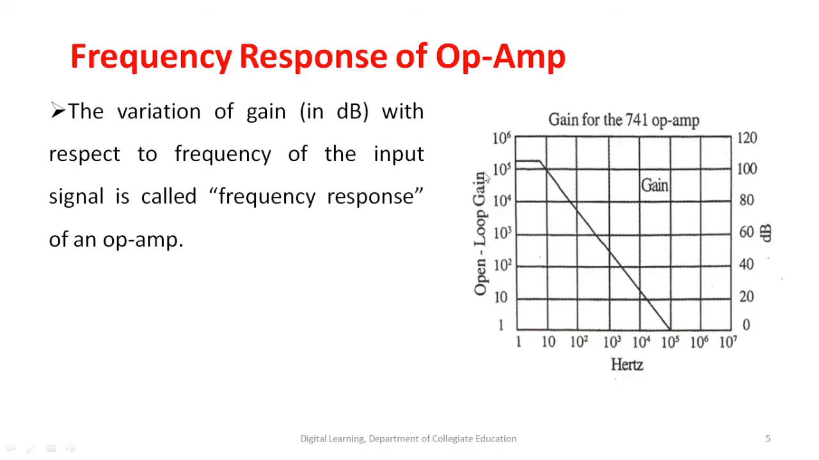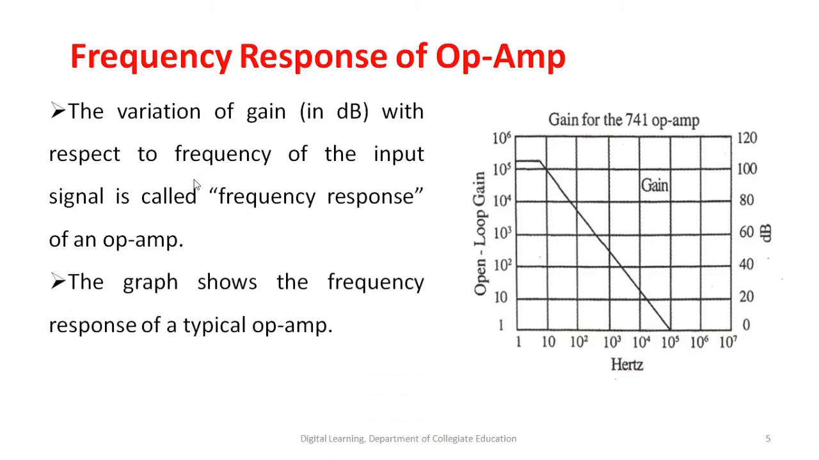On the y-axis, we have plotted open loop gain, and on the other end of the y-axis, we have plotted the gain in terms of decibels. Along the x-axis, we have plotted the frequency in hertz. The graph shows the frequency response of a typical op-amp, that is IC741. The gain without any feedback is called as open loop gain. So generally gain is the ratio of change in output with respect to change in input.